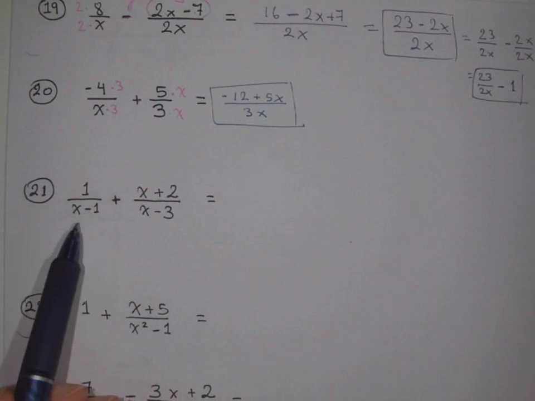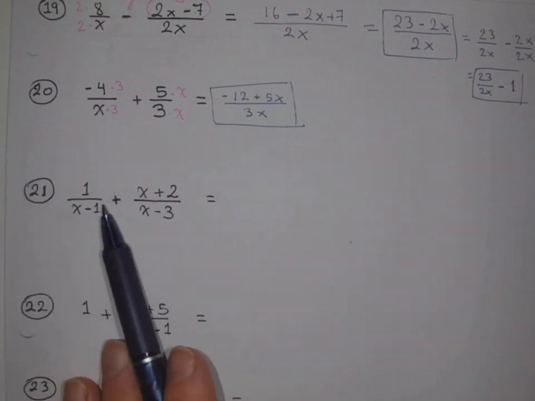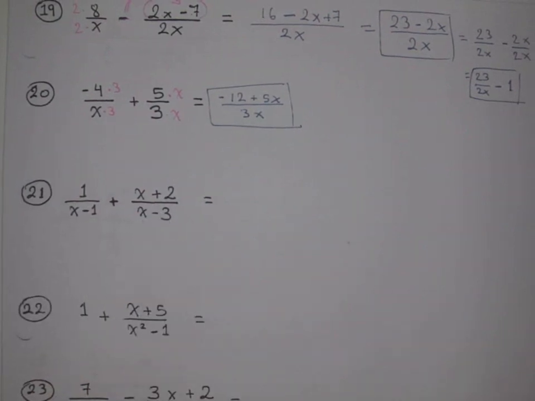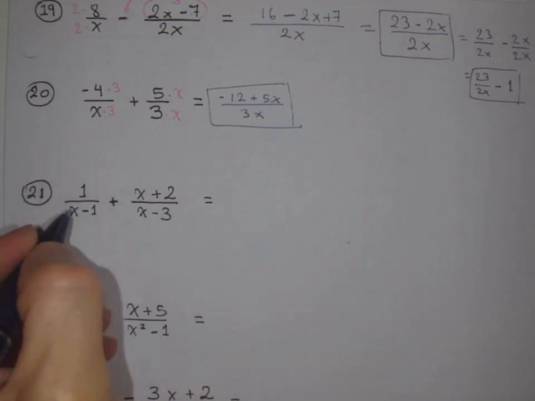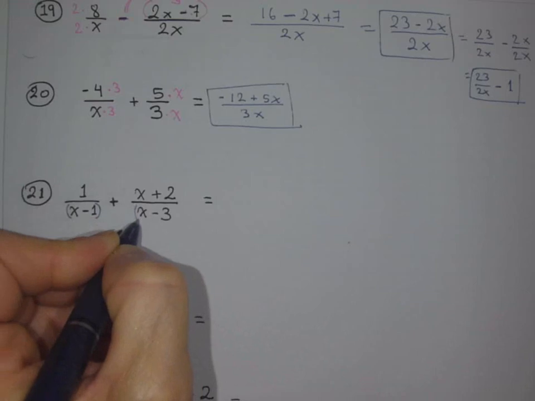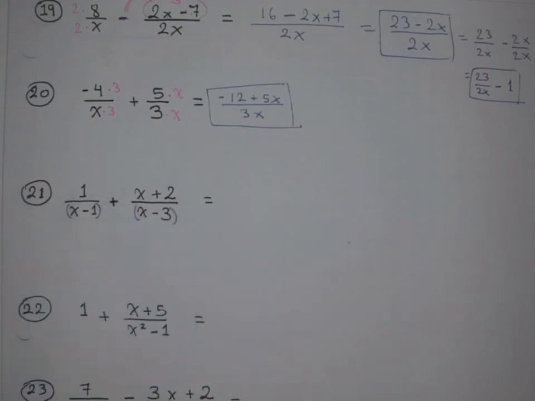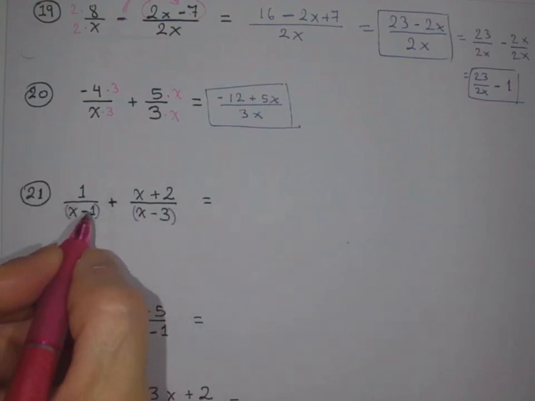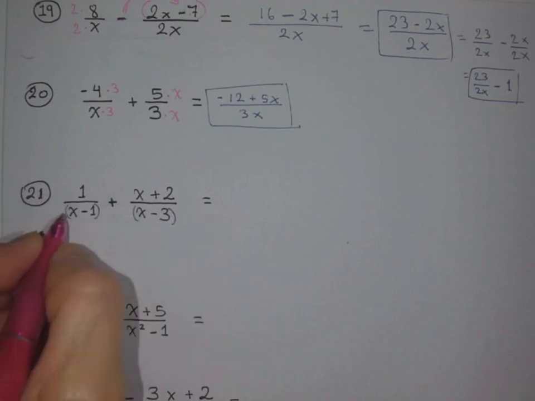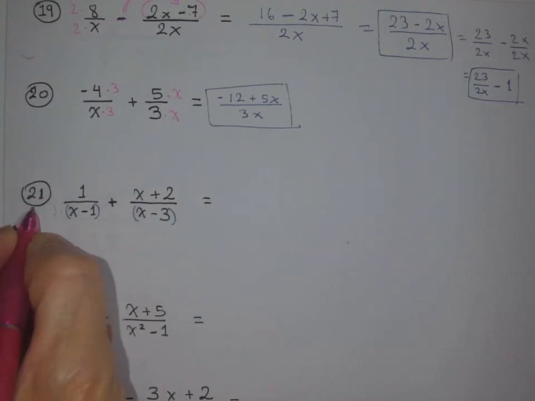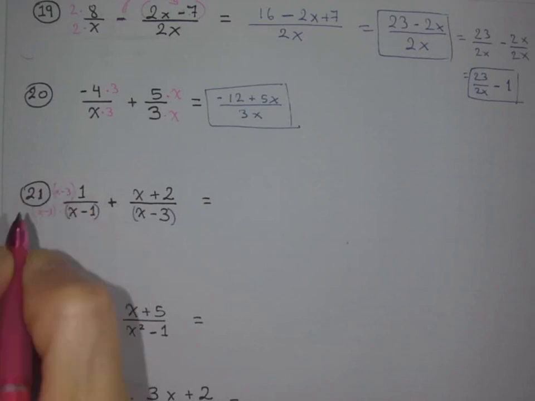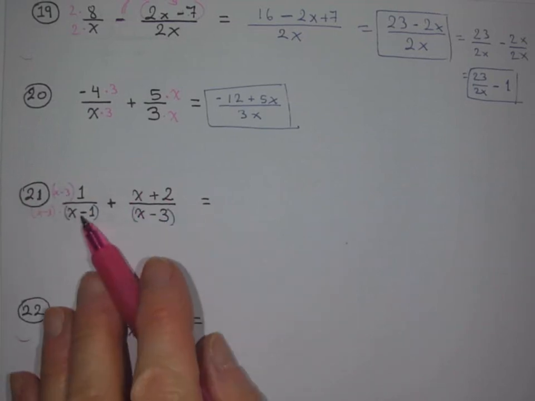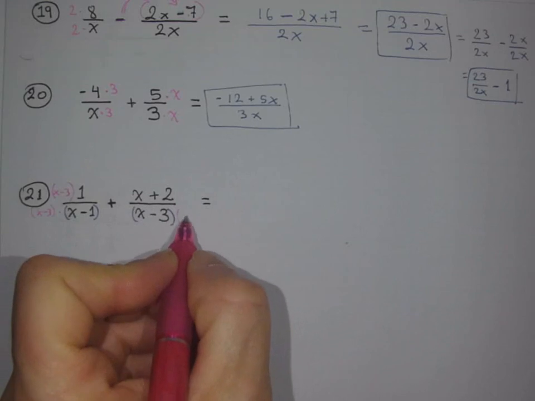All right, what do we have here? I have an x minus 1 and an x minus 3. So what I need to do, I need to think about those as being one unit, right? One thing. So what we need to do is multiply this one by that denominator. So we're going to multiply by x minus 3. And this fraction has to be multiplied by x minus 1.